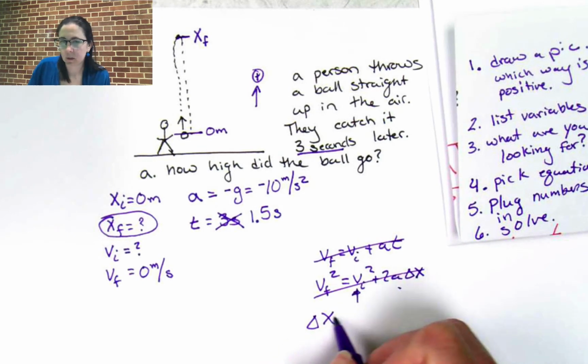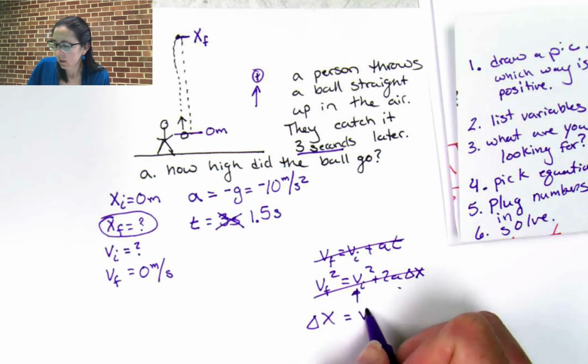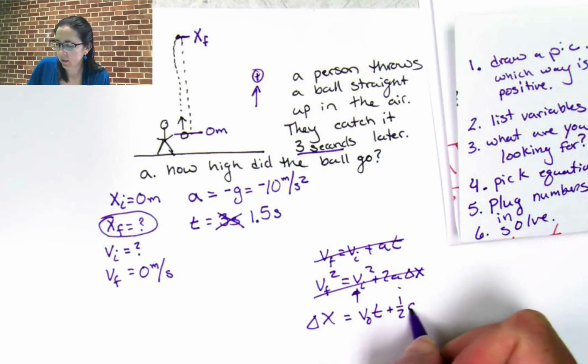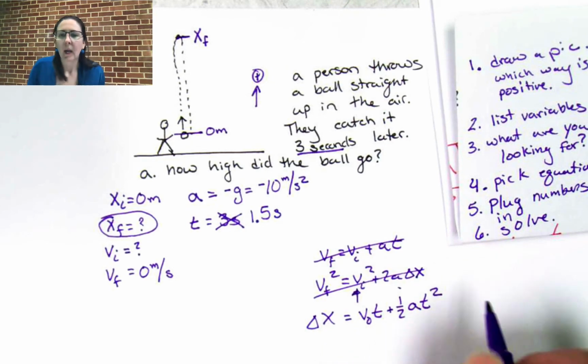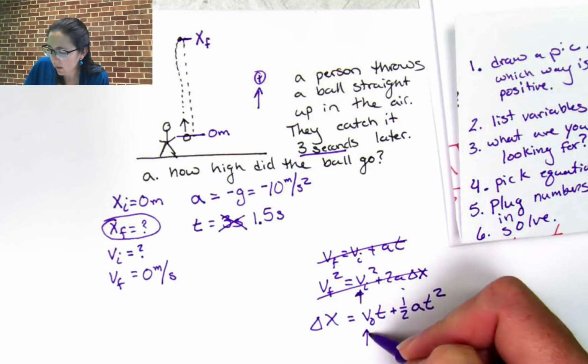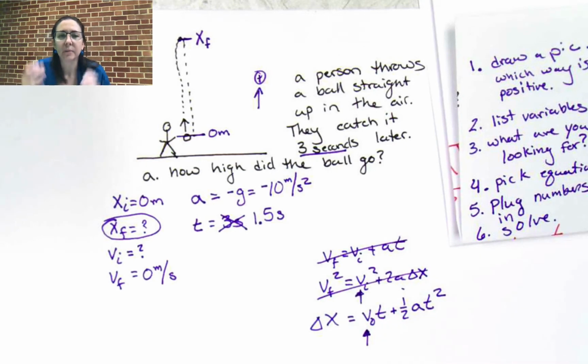The change in position is the initial velocity times the time plus 1/2 times the acceleration times the time squared. And I know you're wondering to yourself, Dr. P, this has the initial velocity in it and we don't know what that is. Oh my gosh. Okay, so when you run across this, which will happen all of the time, come back to this.